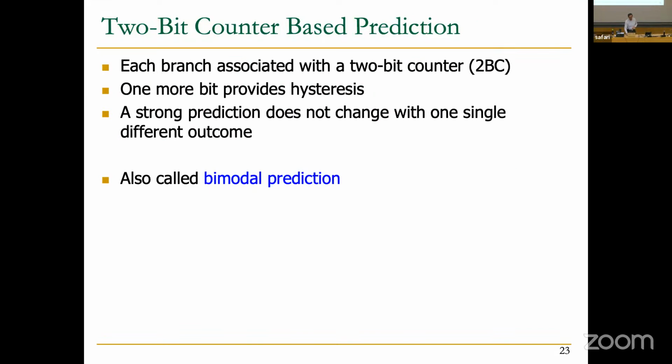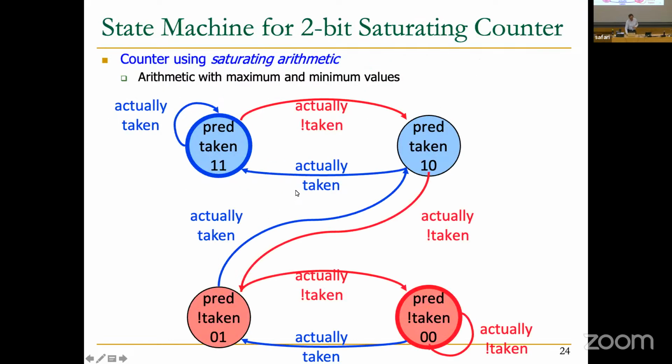So let's take a look at this. Now each branch is associated with a 2-bit counter. We still encode the history of last time, what happened to the branch. But we don't look at history of only the last time, but we also look at the previous last time, okay? So 1 more bit provides hysteresis, and we ensure that a strong prediction does not change with a single different outcome. This is also called bimodal prediction, not a great name. But let's take a look at the state machine over here. Now, with 2 bits, you can encode 4 different states, right? And we're going to assign 2 states to be predicted taken, and 2 states to be predicted not taken.